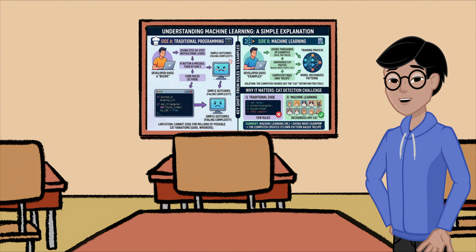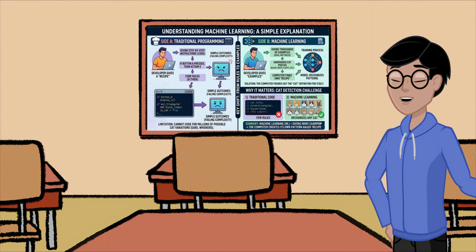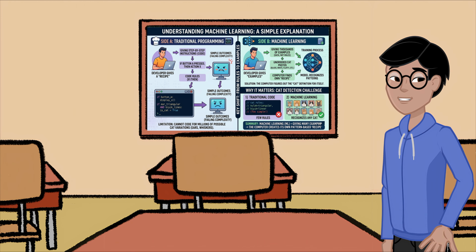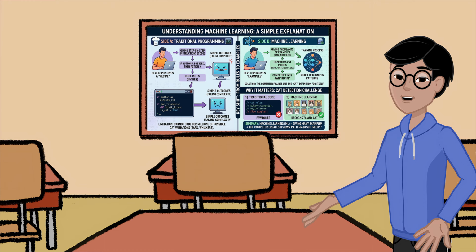You can't describe millions of different cat photos to a computer one by one using code. You can't say if its ears are like this, if its whiskers are like that. That's where machine learning comes in. We stop giving instructions to the computer. We give it examples and say, you create your own instructions.